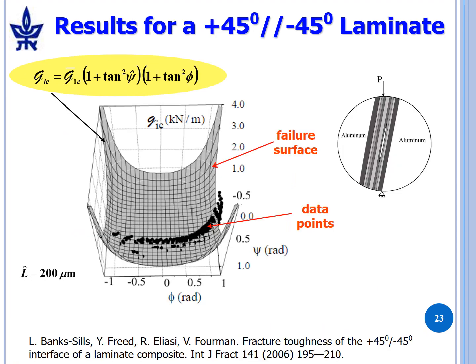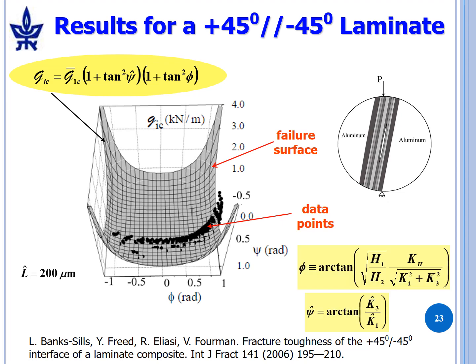And next, we look at the failure surface for the plus 45 degree, minus 45 degree interface, and we see the data points. This is our failure surface. Phi and psi are defined a bit differently here. It turned out that K2 was the amplitude of the square root singularity, and K1 plus i K3 was the amplitude of the square root oscillatory singularity, but it works just the same. And our G1C average is 92.4, which occurs when psi hat and phi are equal to 0. And I bring your attention on the curve that this is 4 kilonewtons per meter.